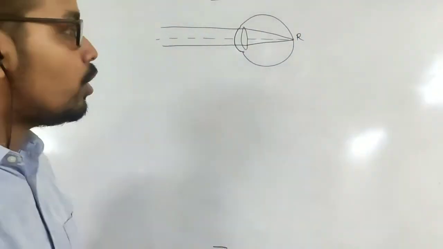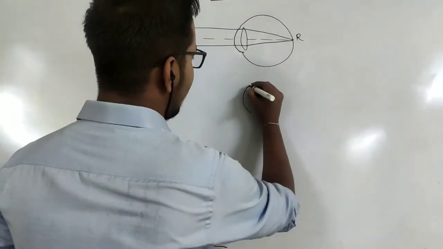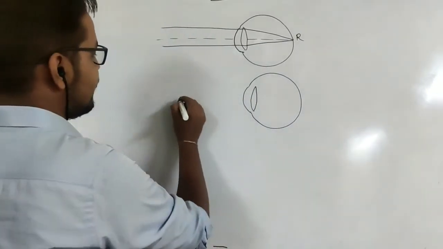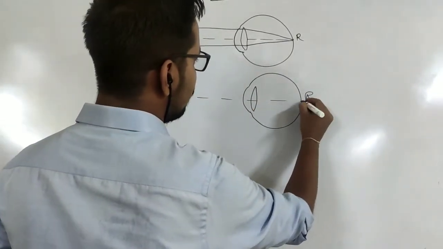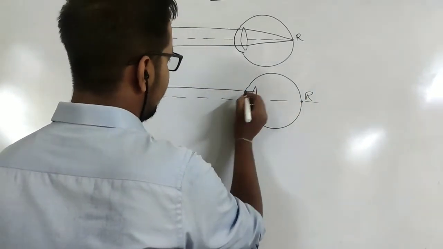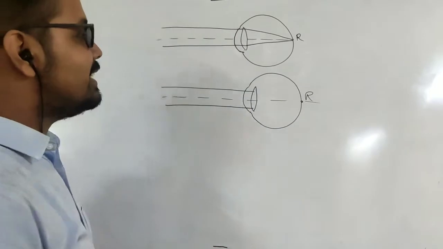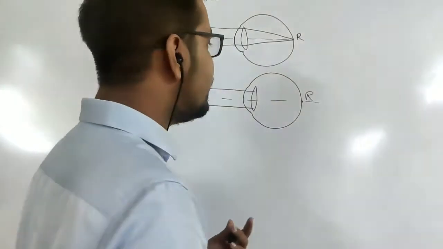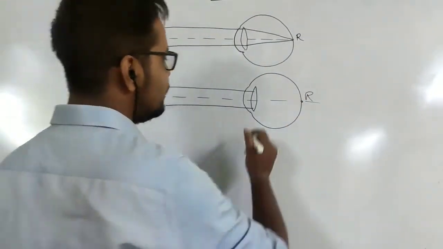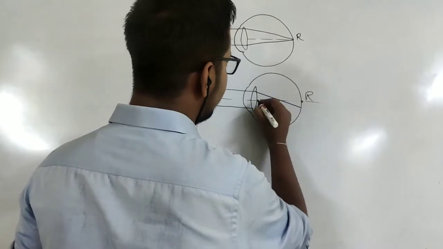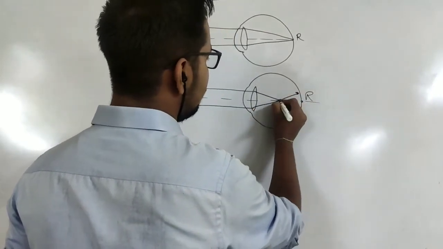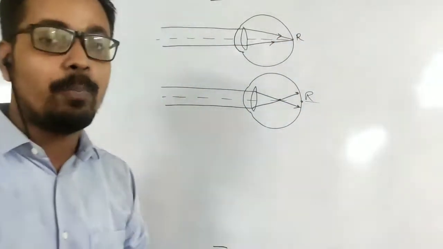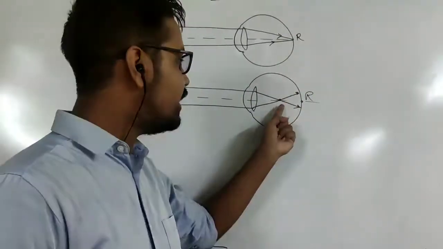Now what happens in the case of a myopic eye? Suppose this is a myopic eye. This is our lens. The object comes from a far away place. The image needs to be formed at the retina. What happens in this case is that it is not formed at the retina, rather it is formed in front of the retina, meaning the convergence will be before the retina. So the rays of light will go like this and form an image here. That is the problem caused during myopia. The image is not formed at the retina, rather it is formed in front of the retina.